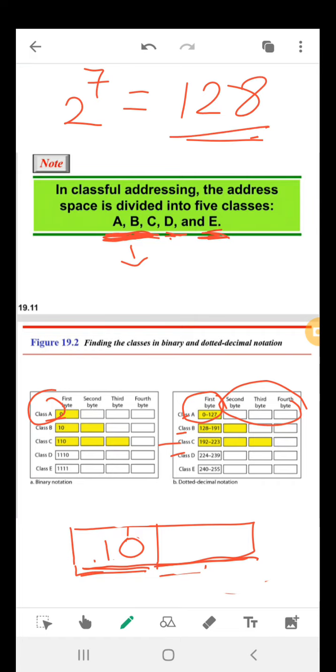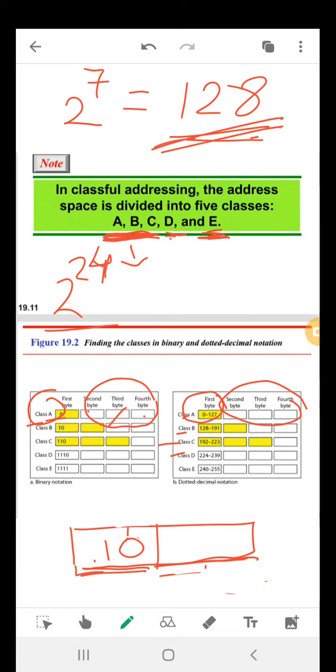Now each network can have how many nodes, how many devices? Since we have 3 octets as host ID, second byte, third byte, and fourth byte, that means 8 plus 8 plus 8, that is equal to 24, which gives 2 raised to power 24. So class A IP addresses can be given to a maximum of 128 different networks, and each network can have 2 raised to power 24 devices.